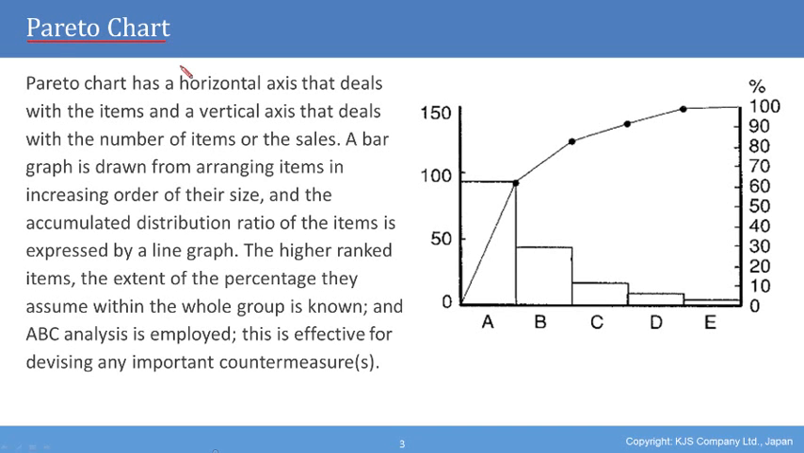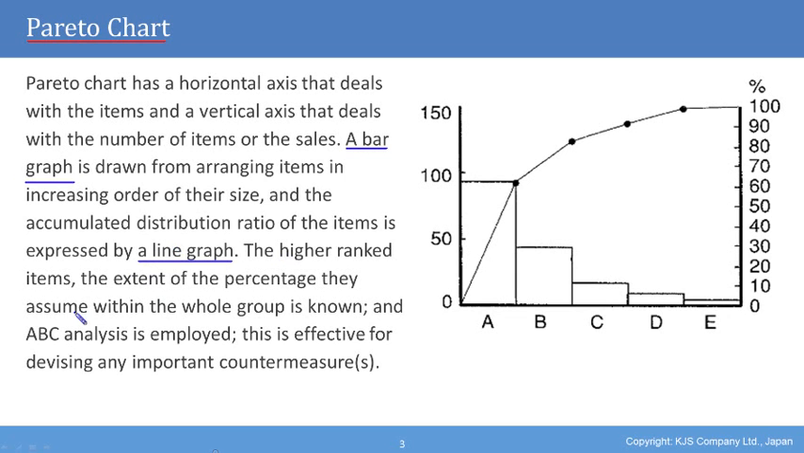A Pareto chart has a horizontal axis that deals with the items and a vertical axis that deals with the number of items or the sales. A bar graph is then drawn from arranging items in increasing order of their size, and the accumulated distribution ratio of the items is expressed by a line graph. So you can see it is a combination of a bar graph and a line graph.